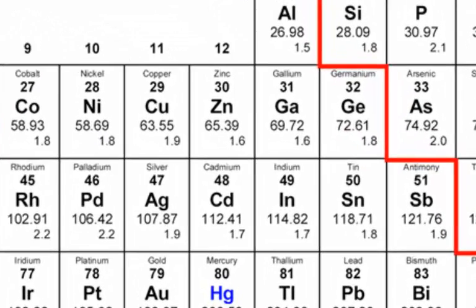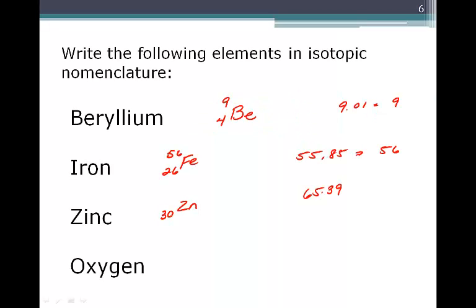Zinc has an atomic number of 30 and an atomic mass of 65.39. Zinc with an atomic number of 30, so 30 goes on the bottom, 65.39 rounds to 65, so it's 65 over 30 zinc.